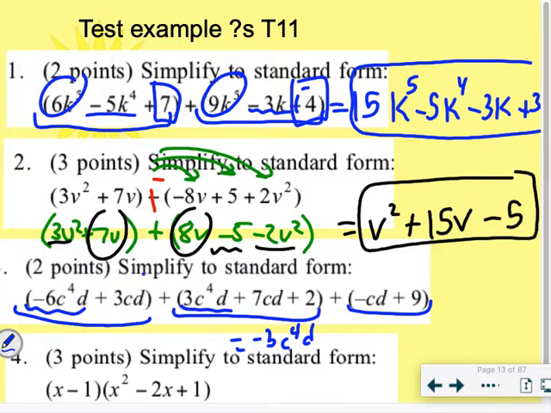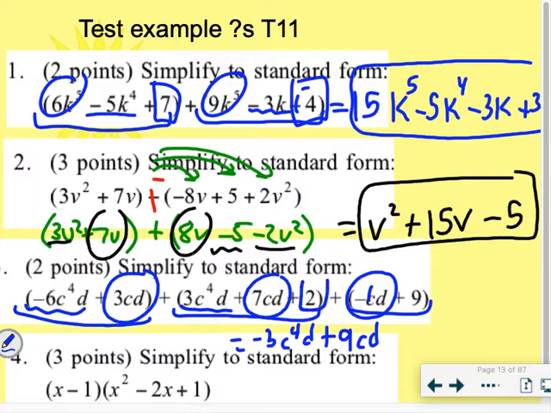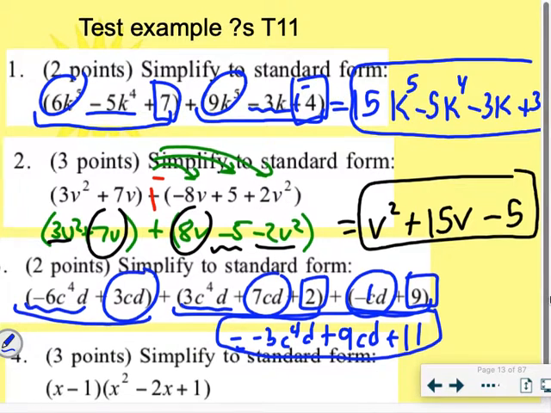Then I see I have some c times d terms. Remember, this is negative 1 of them. So I have 3 and 7, which is 10, minus 1 is 9. So I'm going to have 9c times d. I put a plus sign between them. The other thing, by circling them, I kind of see what's left. The only thing that's left is my constant terms. My 10 and my 9 combined to 11. And again, you need to put the plus sign there. All the terms need to be separated by addition or subtraction. So the final answer is negative 3c to the 4th d plus 9cd plus 11.